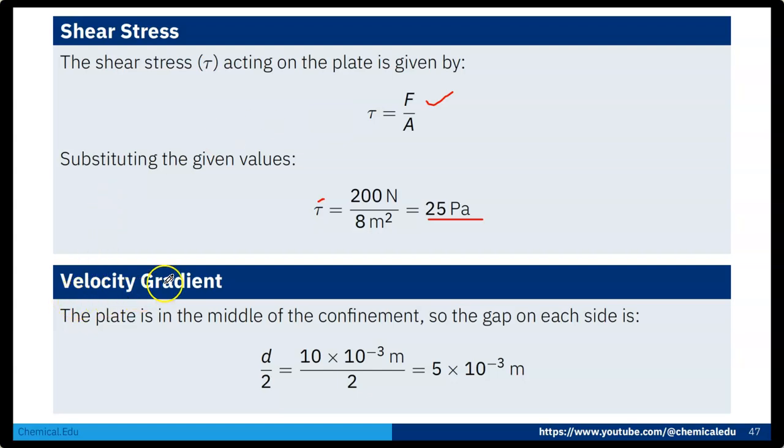Now the velocity gradient. The plate is in the middle of the confinement, so the gap on each side is d by 2. So d by 2 means 10 into 10 to the power minus 3 meter by 2. So that will be 5 into 10 to the power minus 3 meter. So gap d by 2, so dy1 and dy2.